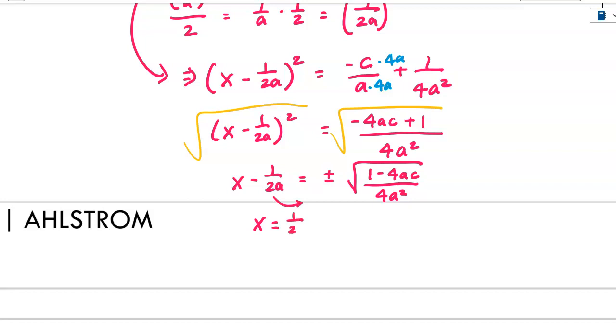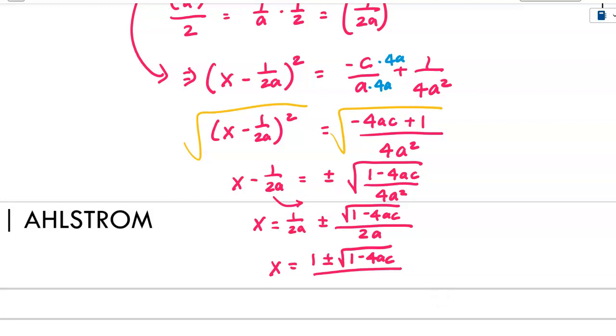So x minus, and I'm going to move this to this other side. So 1 over 2a plus or minus the square root of 1 minus 4ac over 2a. We have common denominators. So it's plus or minus square root of 1 minus 4ac over 2a. There you go. I've solved it for x.